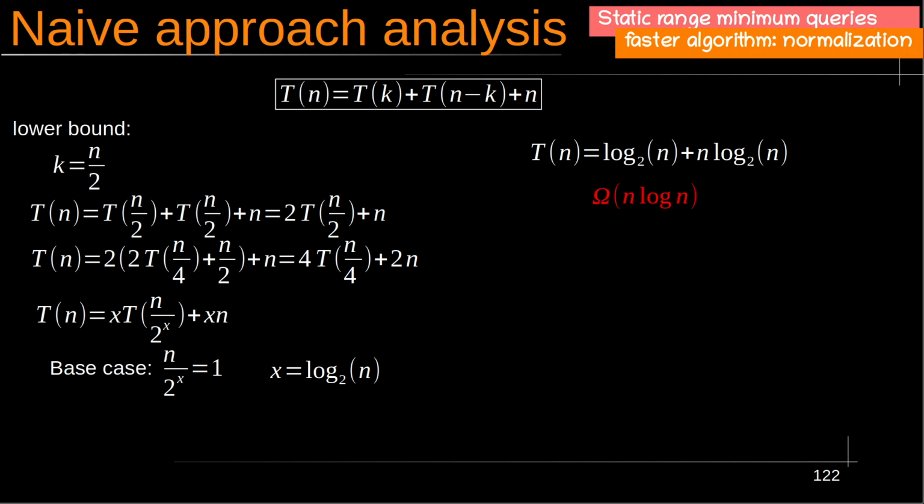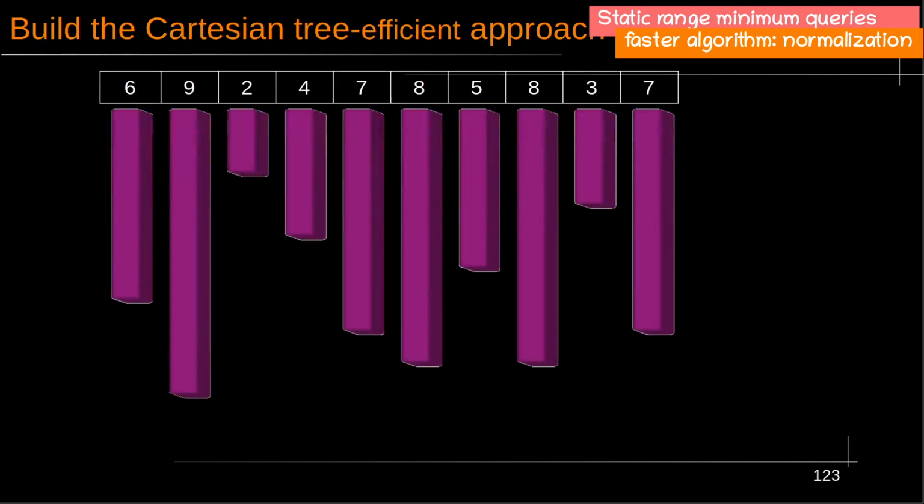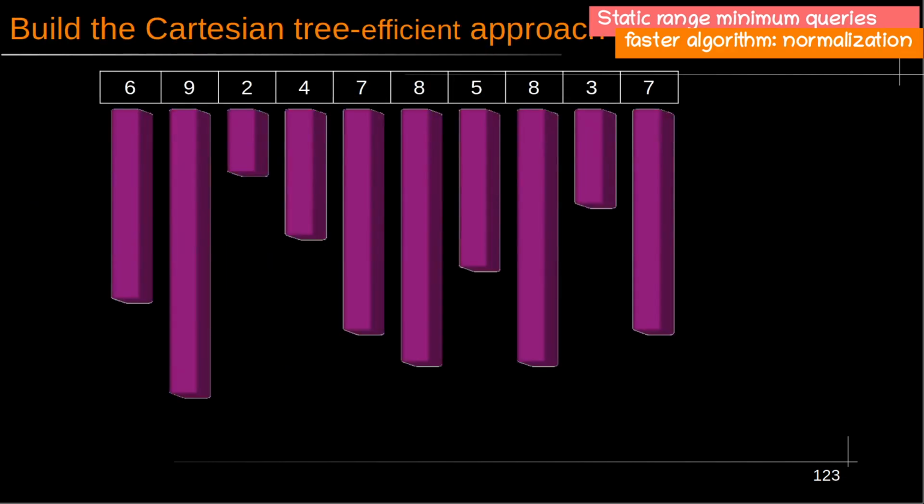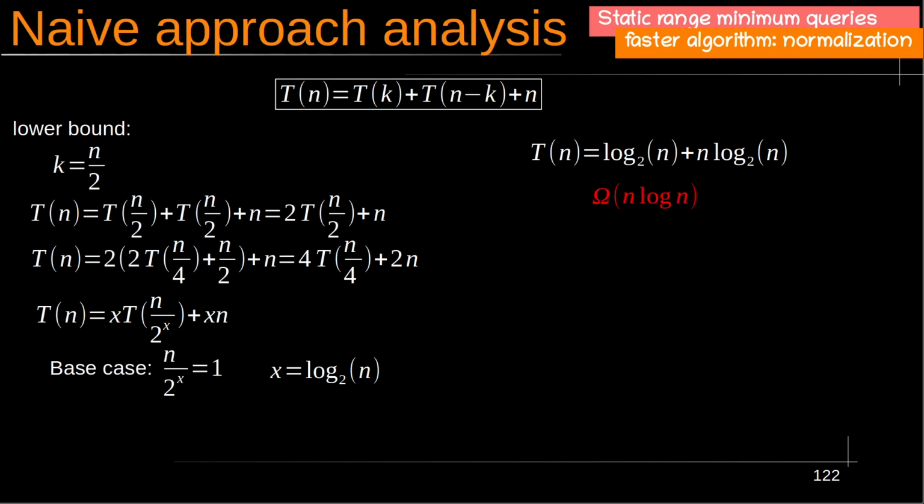To compute the lower bound, we compute the asymptotic lower bound of this function. We get omega of n log n. So with the naive approach, the best case could be n log n. Okay. How to build this Cartesian tree efficiently now? Before we go to this section, guys, you have to understand how to build the Cartesian tree using the naive approach, or build the Cartesian tree in general.